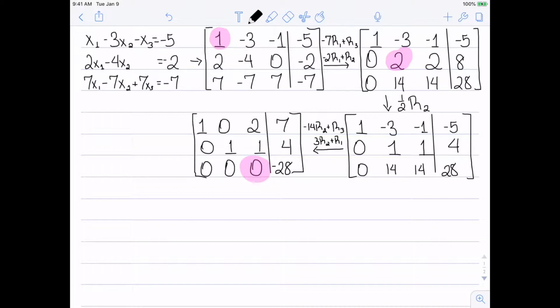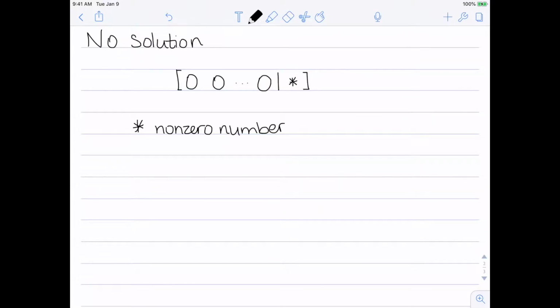If we try to actually write out this last row as an equation, we get 0x1 plus 0x2 plus 0x3 is equal to -28. In other words, 0 is equal to -28, which is impossible. So this linear system has no solution because the last row essentially says 0 is equal to -28. And this is the general form of something with no solution. The idea being that somewhere in the matrix we get a row where everything to the left of that vertical bar is a 0, and to the right we have anything that's not 0.